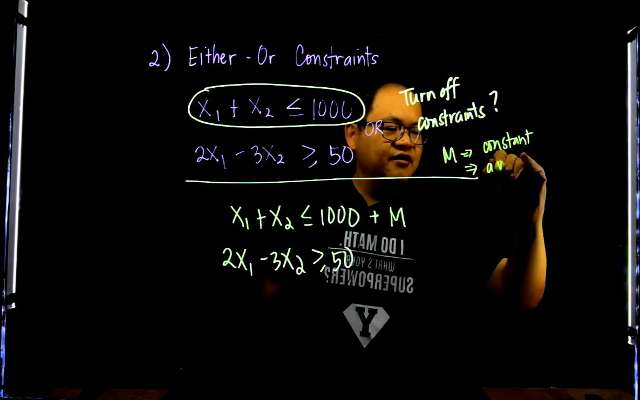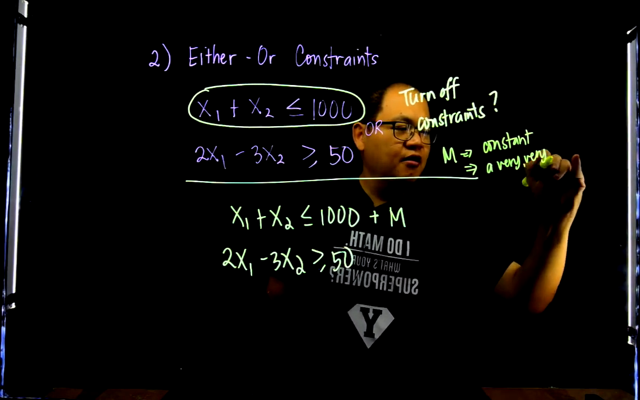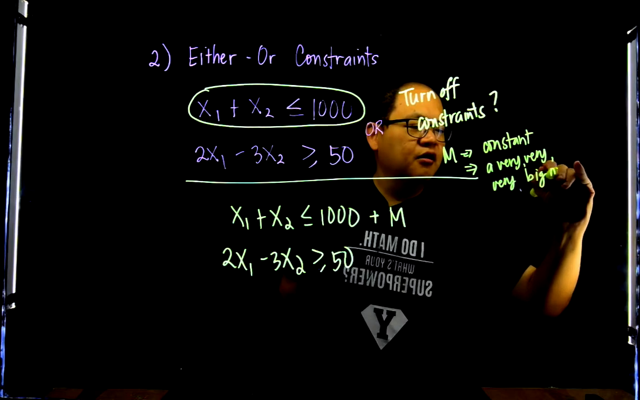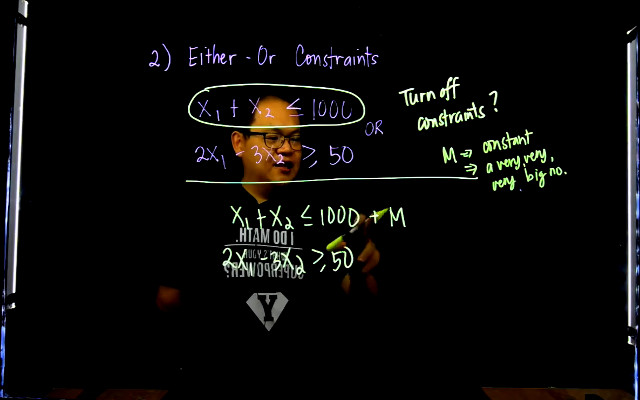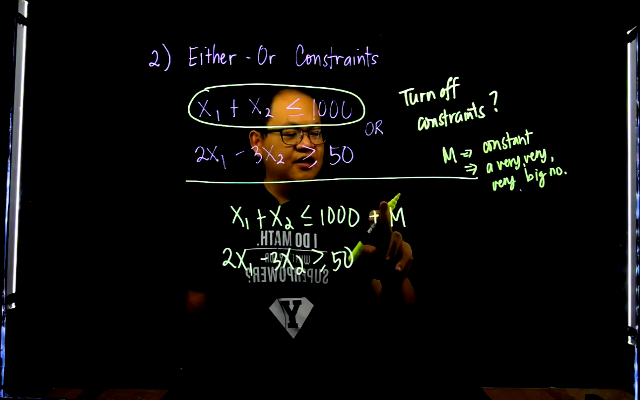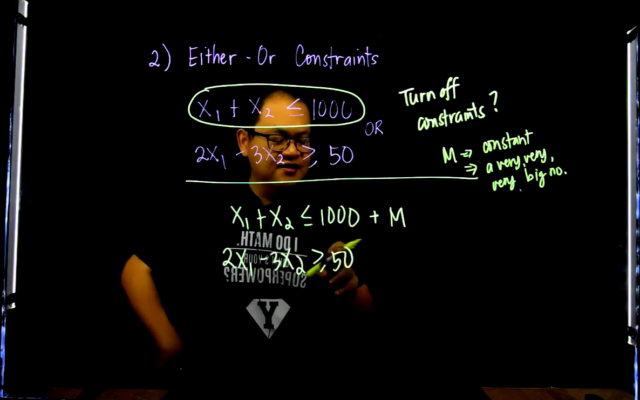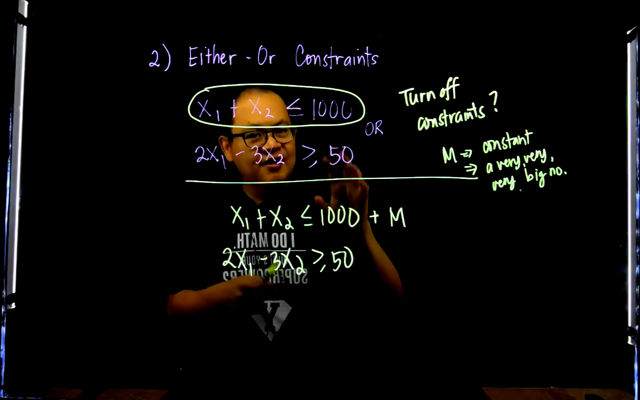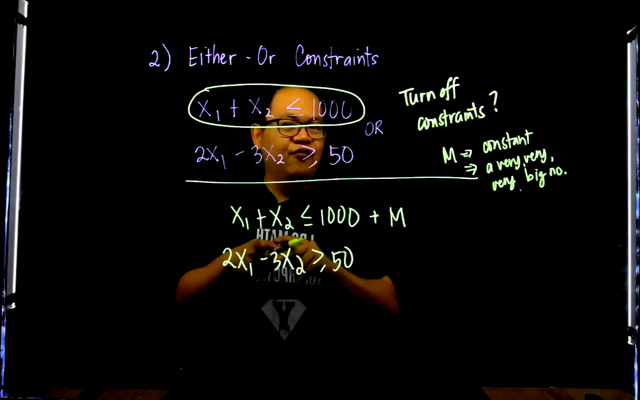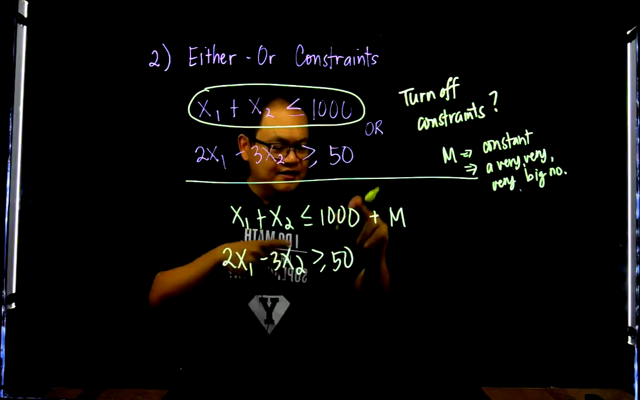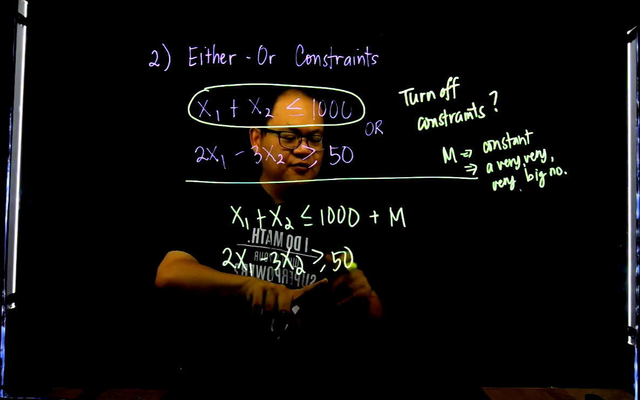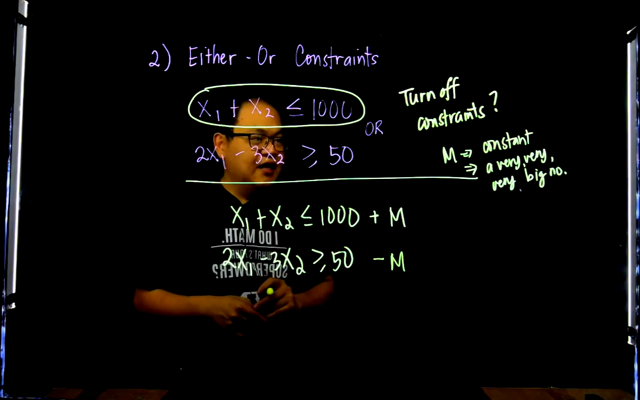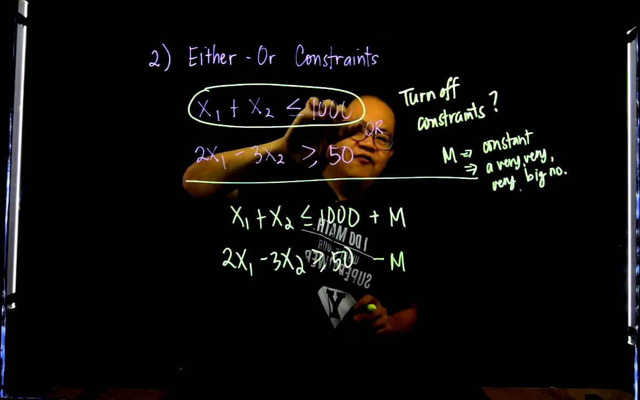It is a very, very, very big number. Okay? Now, I don't need to put here an exact value. What I just need to understand is M should be big enough so that when I add M to the right-hand side, it will turn off automatically. Okay? In the same way, to turn off a greater than or equal to constraint, I will subtract a very, very big number. Okay? And from here, this is how I will introduce the concept of either or.